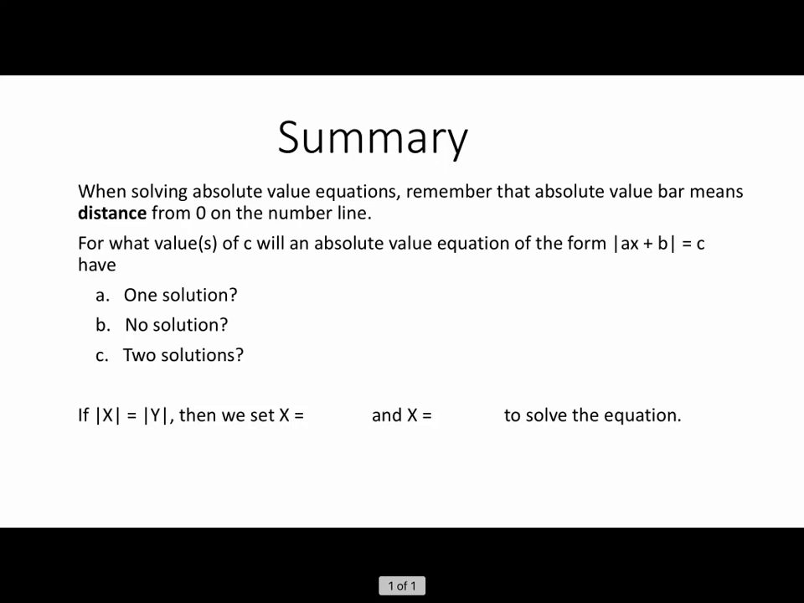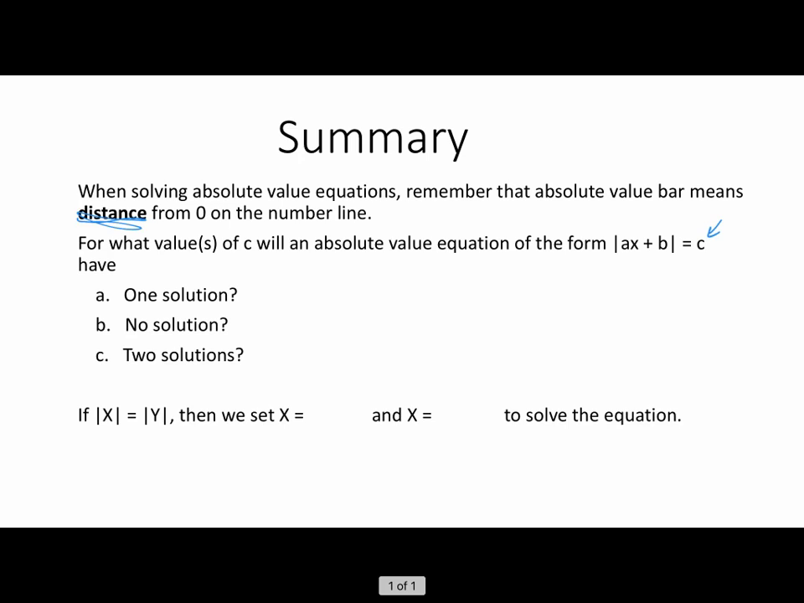In summary, when solving absolute value equations, remember that absolute value bars mean distance from zero on the number line. So for what values of c will an absolute value equation of the form absolute value of ax plus b equals c have each of these types of solutions? It's basically asking what would be on the other side of this single absolute value equation to ensure that there is exactly one solution.